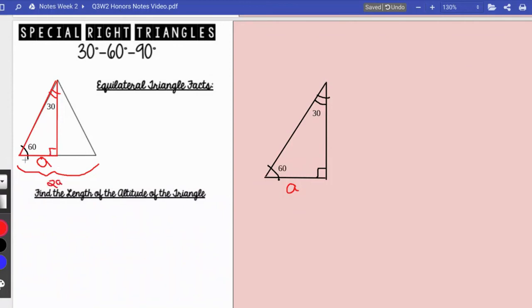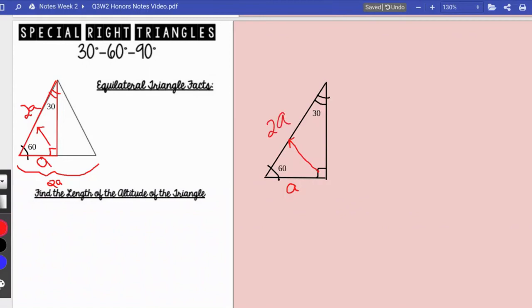What this means is all the sides of this equilateral triangle have to be the same. So the hypotenuse of my 30, 60, 90 triangle is a full length of my equilateral triangle. So this also has to be 2A. So in my picture, the shortest leg is A, and the hypotenuse will always be labeled 2A.